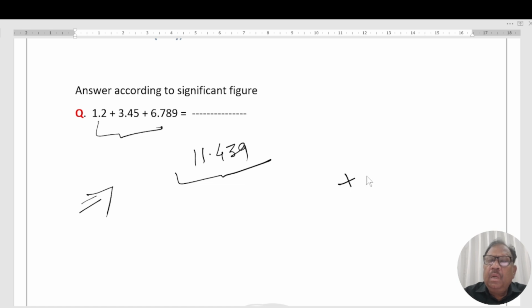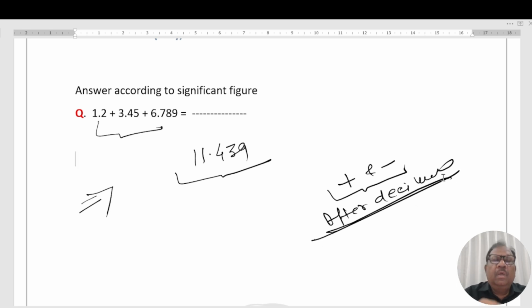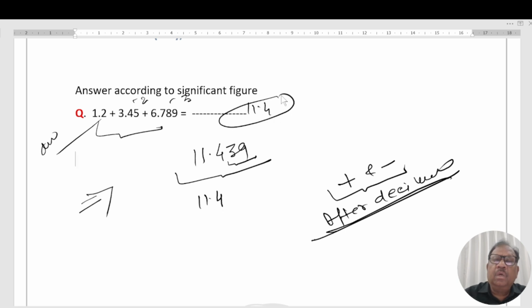In addition and subtraction, after decimal, see the significant figures. In this case, it is 1. After decimal, in this case 2, in this case 3. So answer is to be concluded after decimal, which have the least significant figures, yani least places. So 11.439 means this is to be rounded off. This is less than 5, so 11.4 is the right answer.